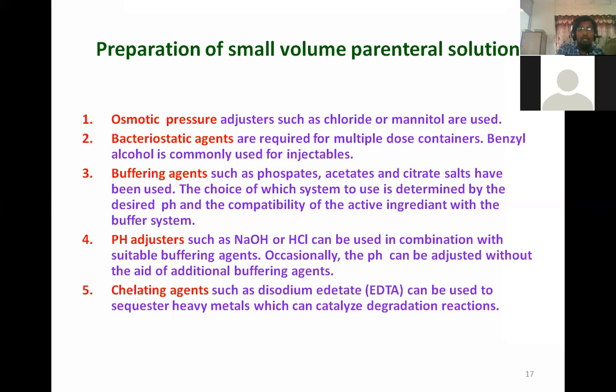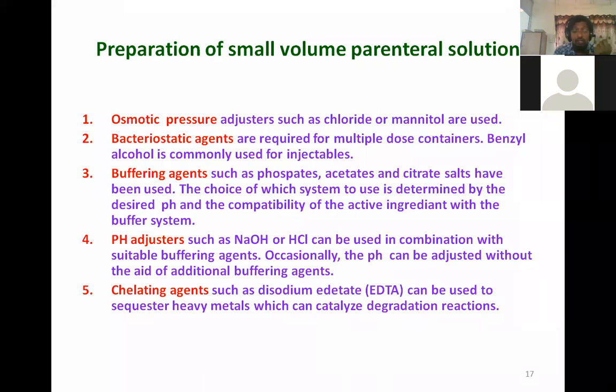I hope you remember, right? We basically first try to maintain the osmotic pressure, right? So osmotic pressure adjusters such as sodium chloride and mannitol are generally used. Then we use bacteriostatic agents. These are required for multiple dose containers, we use benzyl alcohol here, right? Benzyl alcohol commonly used in injectables.